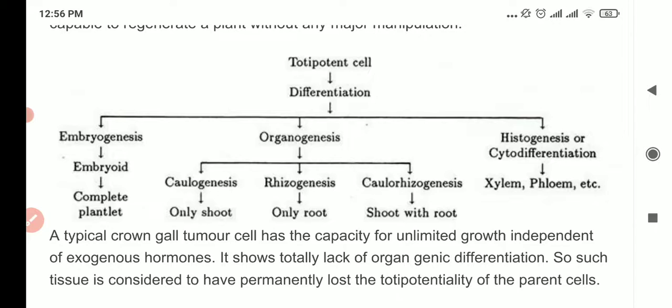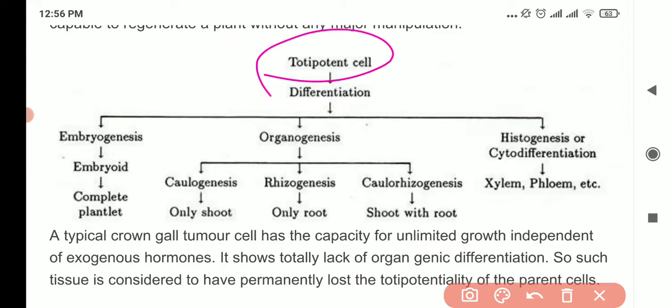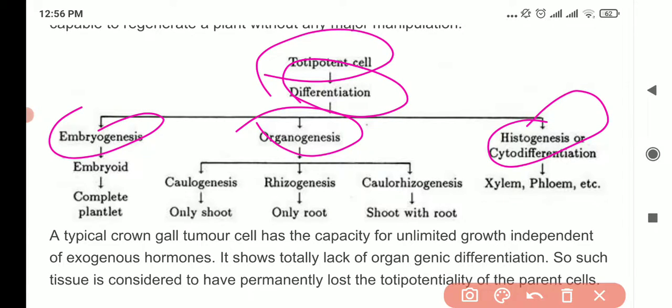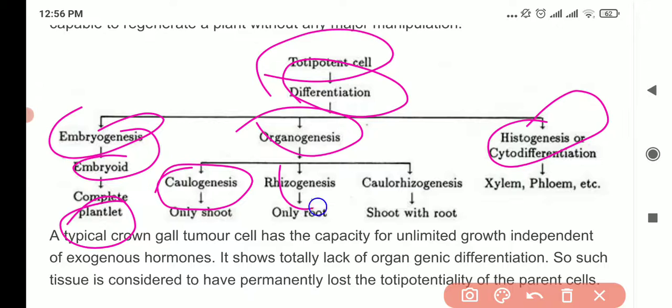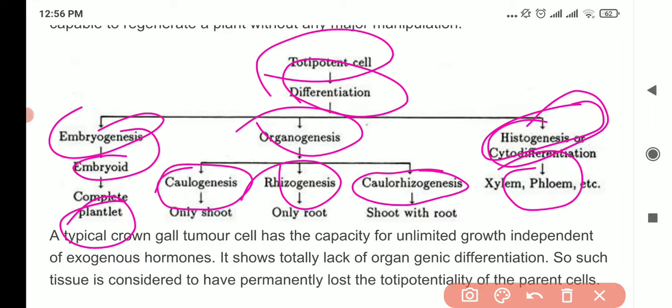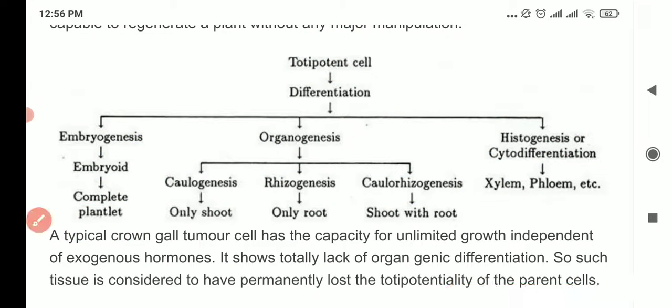From a totipotent cell, it will undergo differentiation, and you may get organs, embryo or tissues. From embryogenesis you'll get embryoid, then plantlet. From the organ you may get shoots and roots, a shoot with root. From the tissues, you will get the xylem, phloem and other tissues.